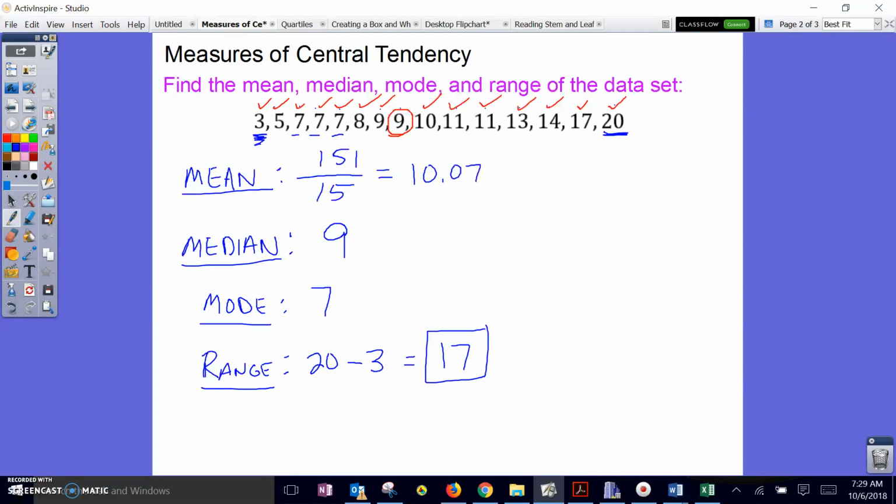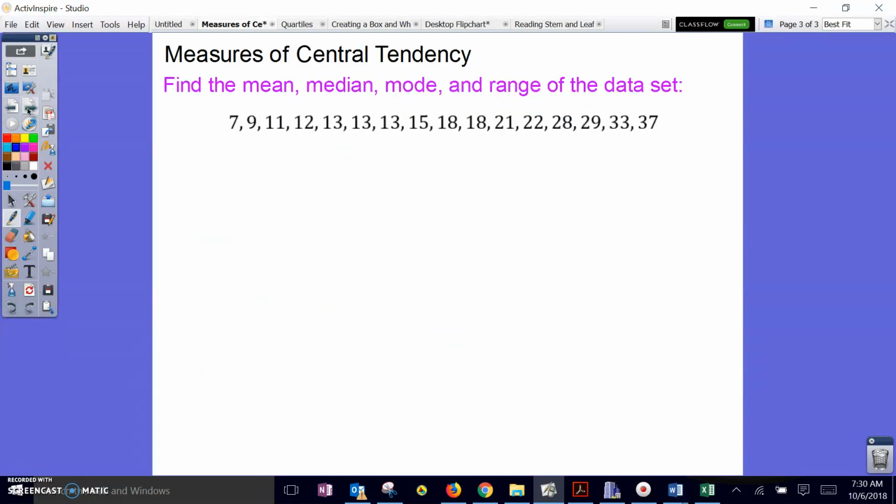All right, one more example. Let's look at this data set. Again, it's convenient for us here because the data set is already in order. If the data set wasn't in order, we'd have to put them in order before we found the median, because we want the middle number in an ordered list, not just the middle number however the data points are listed.